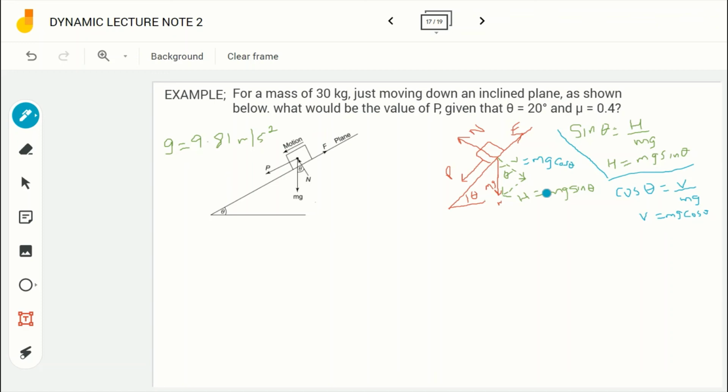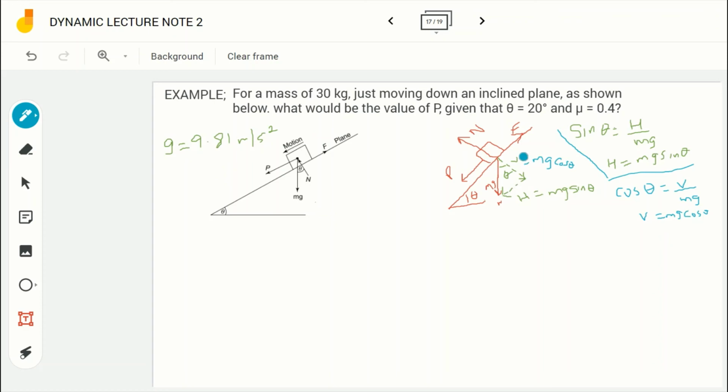Good. So please, it is very important to check the correct values for your V and H. Most times, if your inclined angle is at this position, you are likely to get your H as mg sin theta and V as mg cos theta. But if your inclined angle changes position, you have to double check to ensure that you are using the right equation.